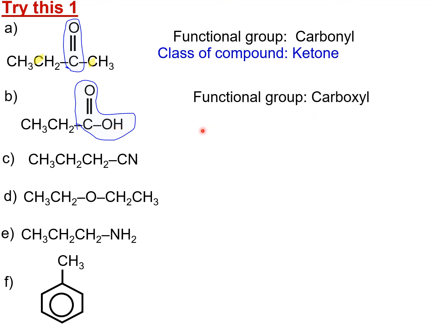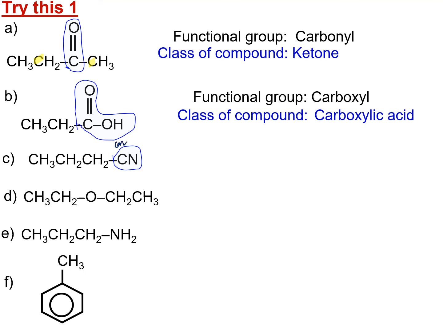Carboxyl. How about the class of compound for functional group carboxyl? Carboxylic acid. Alright, for organic molecule C, I can see the functional group present in here is CN. CN is actually short form or condensed structure for C triple bond N. So if you see CN, you have to know that this is C triple bond N.